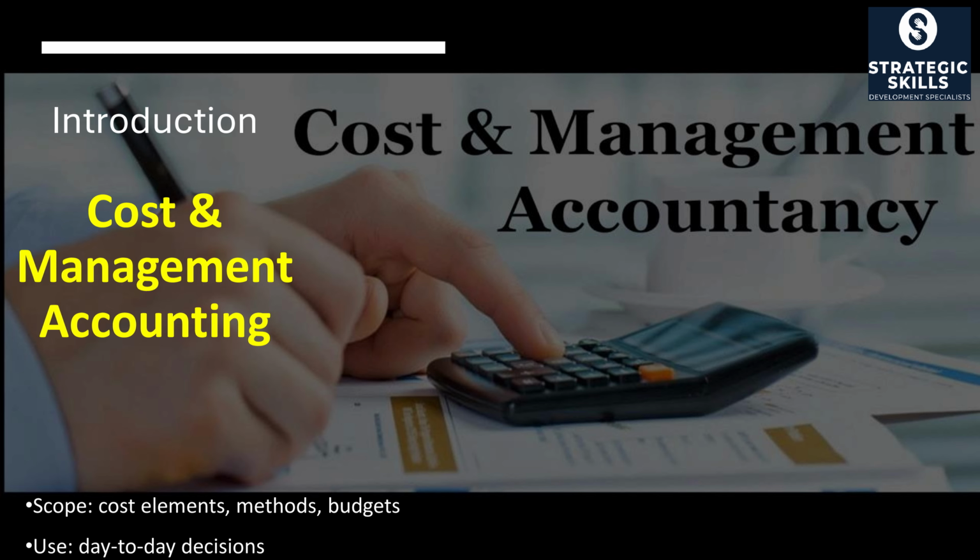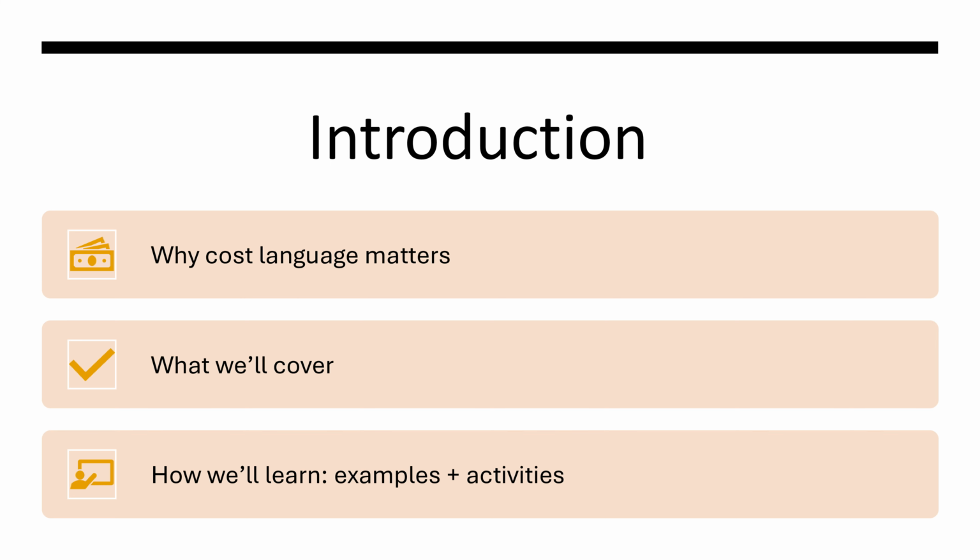Let's begin. By the end of this session, you and I would have explored the core elements of cost, compared the main costing methods used in production environments, and built up a clear understanding of budgets, how we plan them, how we compare them to what actually happened, and how capital and working capital decisions fit into the bigger financial picture. I'll keep the session practical and use examples from a typical production environment, and I'll also include many activities where we'll apply the ideas immediately.